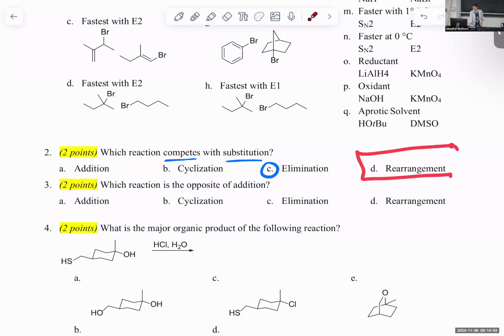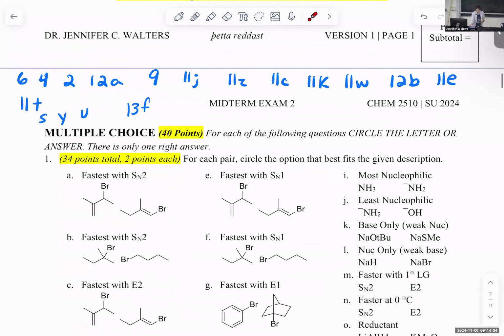The rearrangements are not in competition with substitution because they can occur alongside our substitutions or eliminations, right? That's the carbocation rearrangement, the alkyl shift or hydride shift. We can have those with SN1 or E1. So it's not in competition, it's just another step within the mechanism. It's just something else to consider. So the only thing that was in competition with substitution was our elimination. Okay, so that does 2.